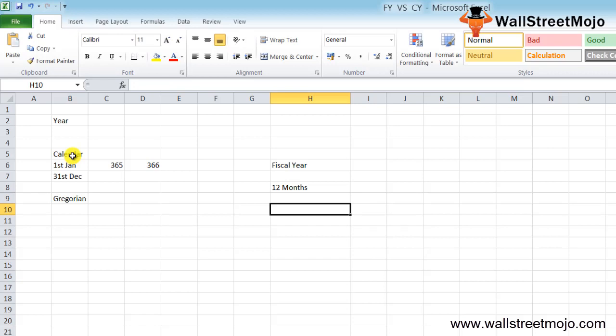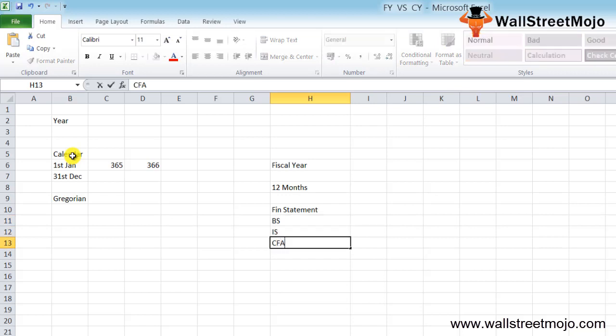Before understanding the need for the fiscal year, let us briefly understand the meaning of the financial statement. A financial statement presents all the relevant financial information about the business in a structured format, like the balance sheet, the income statement, and the CFS, which is the cash flow statement, and forms the key financial statements for any organization.